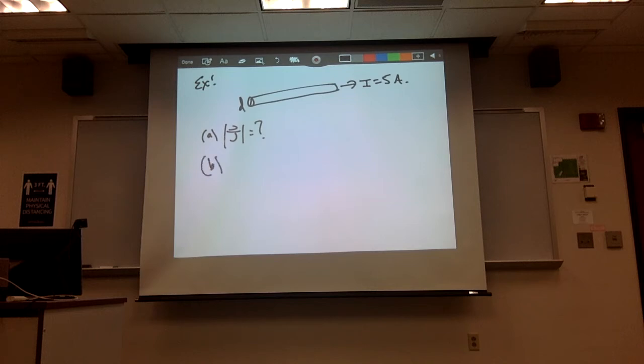Part B, we then want to know what's the drift velocity. We want to know that. And then finally, part C, we want to know what is the RMS velocity if this thing has a temperature of 20 degrees Celsius. What's the RMS velocity? I'll remind you when we get there.